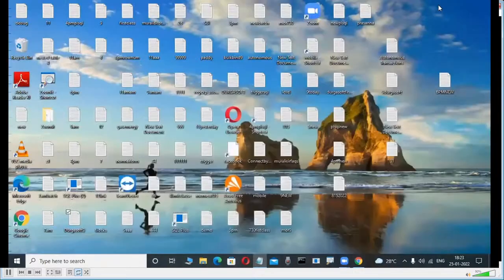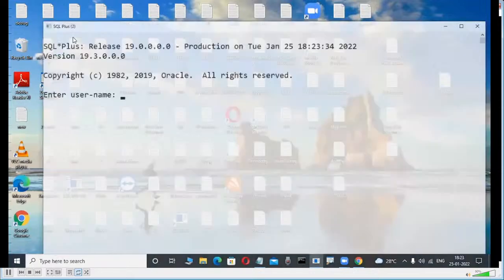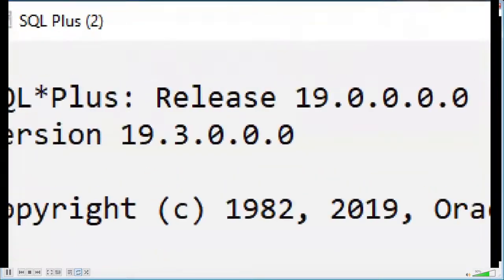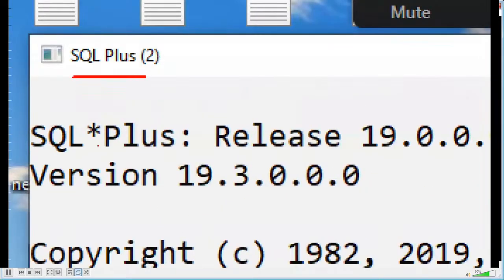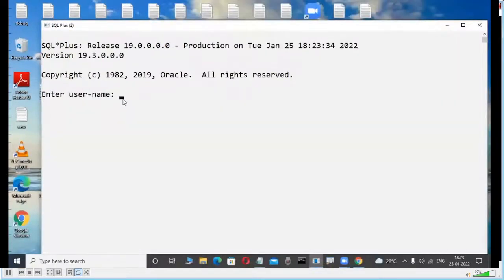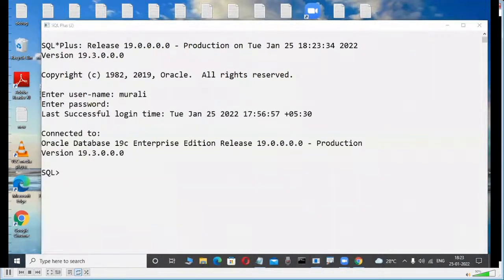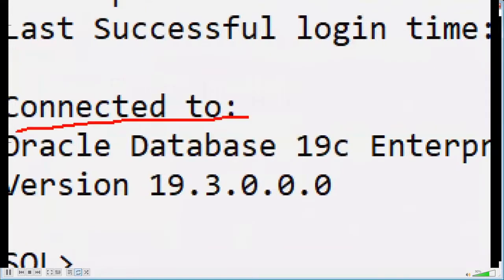Once we install Oracle software, a tool is automatically created. Don't worry, one tool, SQL Plus, is automatically created. Don't write it, just observe. We will learn this SQL Plus tool in future. SQL Plus is a tool, and through this tool users are connected to the database. Suppose I am a user, Murali is a user, for example. In future you will be familiar with all of this. This user is connected to the Oracle database.